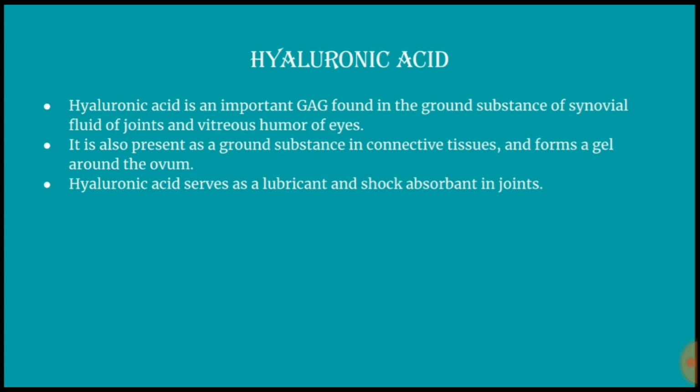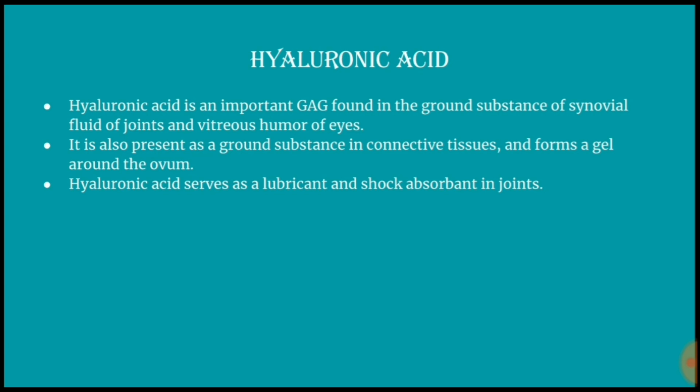It is also present as a ground substance in the connective tissue and forms a gel around the ovum. So it is found as a ground substance in connective tissue. The tissue between the epithelial cells and connective tissue has a layer of this hyaluronic acid which forms a ground substance, and it also forms a gel around the ovum. So it is forming a gel around the ovum to protect the ovum, and it keeps the ovum fresh and healthy. Hyaluronic acid, as I said, acts as a lubricant and shock absorbent in joints.